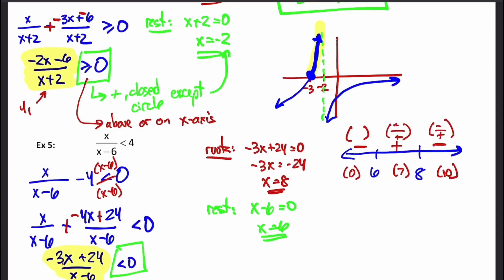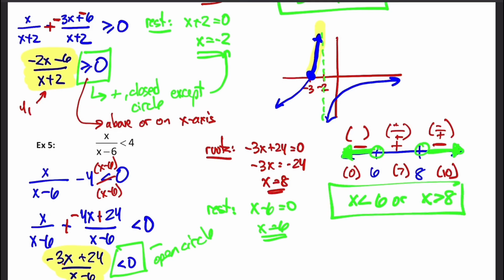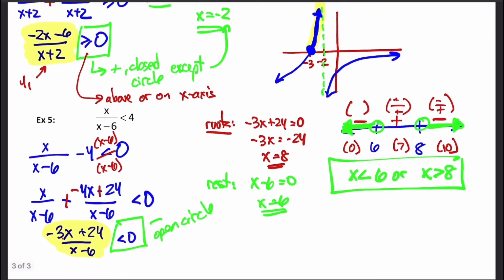This says less than 0. So I want the negative pieces. Everything's going to have an open circle. So that's going to be easy. Open circle, open circle. I want the negative pieces. This solution is going to be x is less than 6 or x is greater than 8. Done. I don't have a ton of room to show you the graph, but it's going to look similar to the one up above. Actually, I'm going to skip the graph for this one. I don't want to try and squeeze it in there and clutter up these notes.